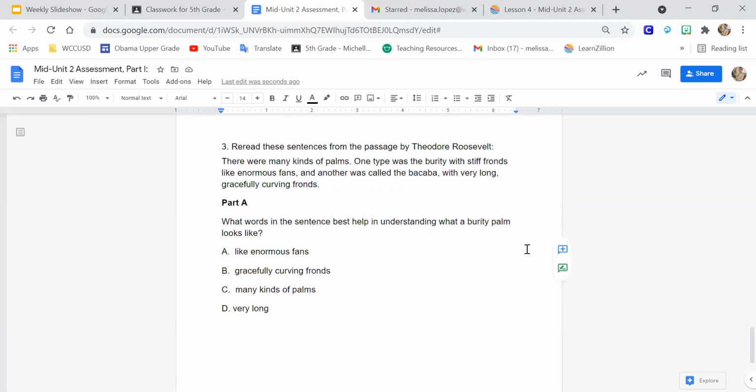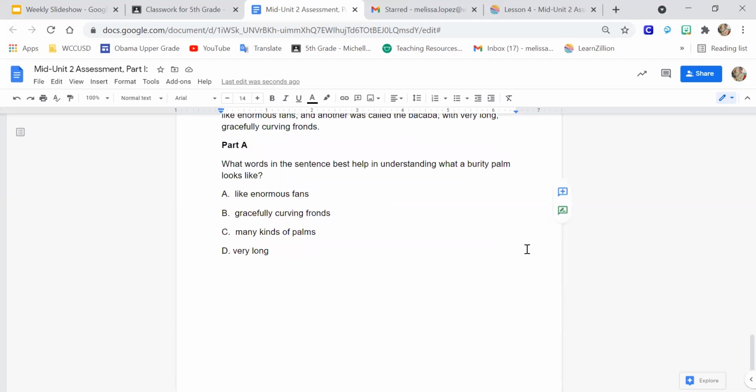All right, number 3, reread these sentences from the passage by Theodore Roosevelt. There were many kinds of palms. One type was the Burity with stiff fronds like enormous fans, and another was called the Bacaba with very long, gracefully curving fronds. Part A, what words in this sentence best help in understanding what a Burity palm looks like? A, like enormous fans. B, gracefully curving fronds. C, many kinds of palms. D, very long.